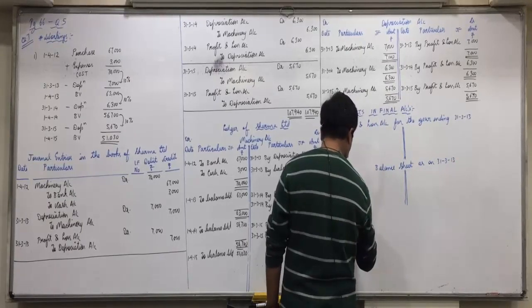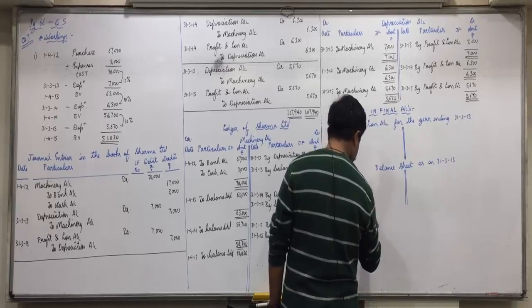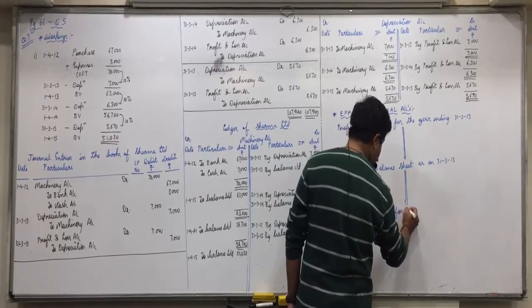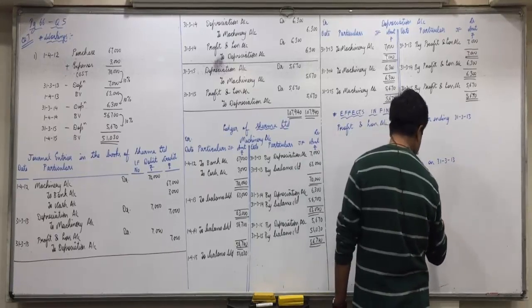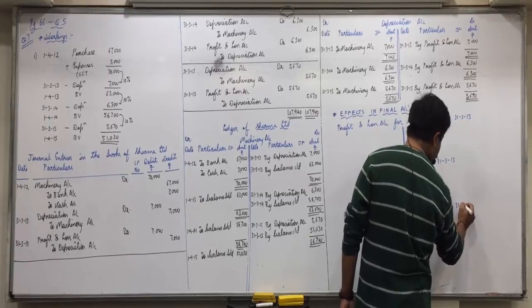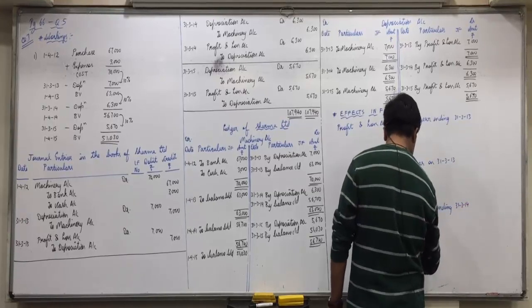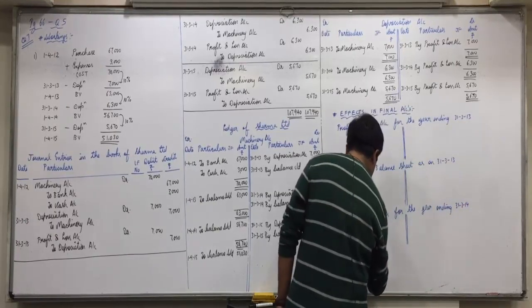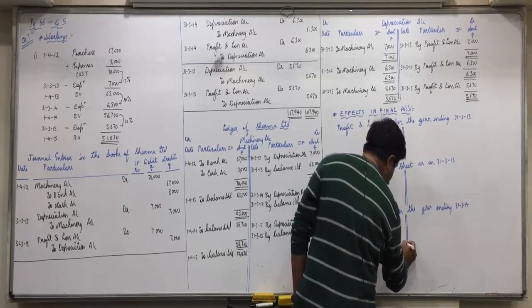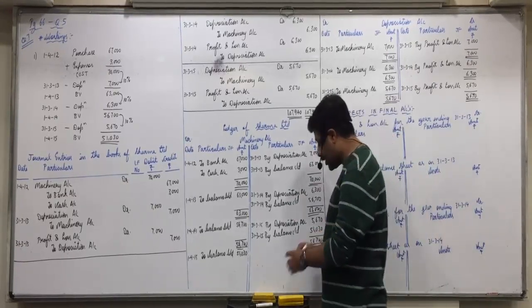Then again profit and loss account for the year ending 31/3/14 and lastly balance sheet as on 31/3/14. Yes, be attentive, I'll explain it and you can continue writing it.